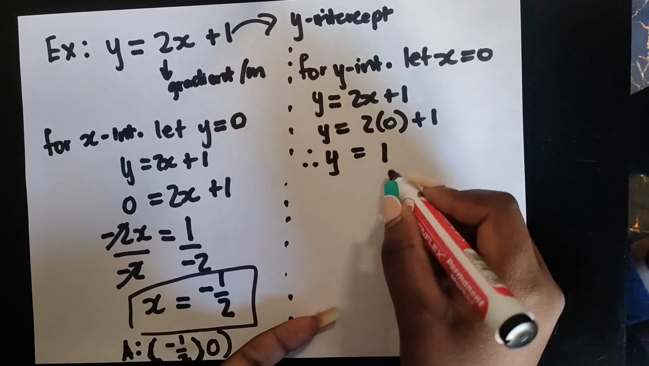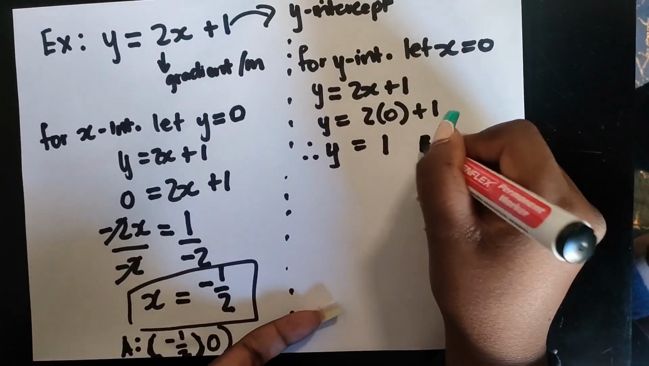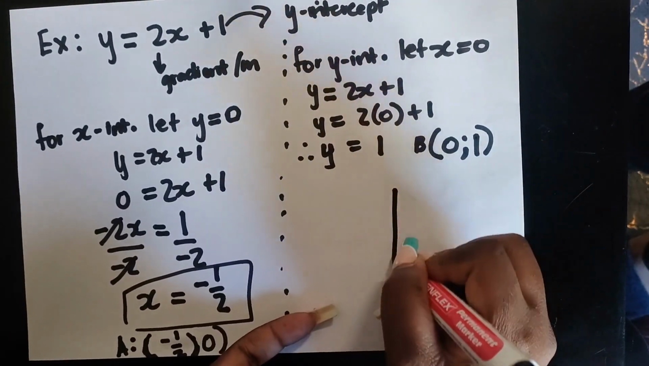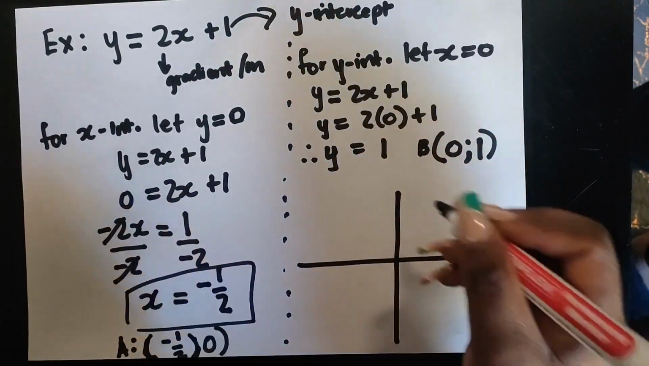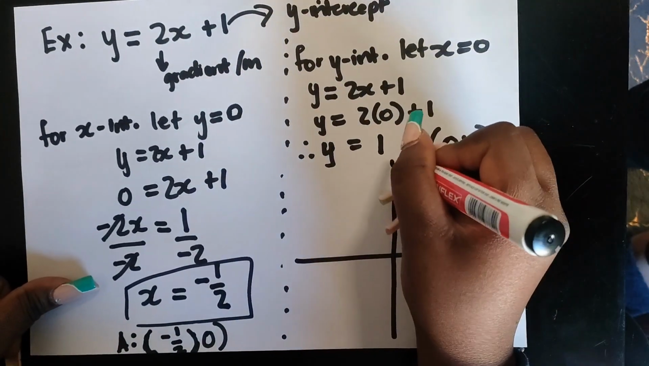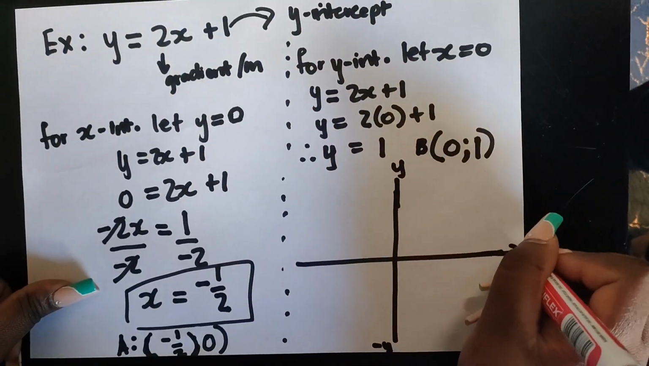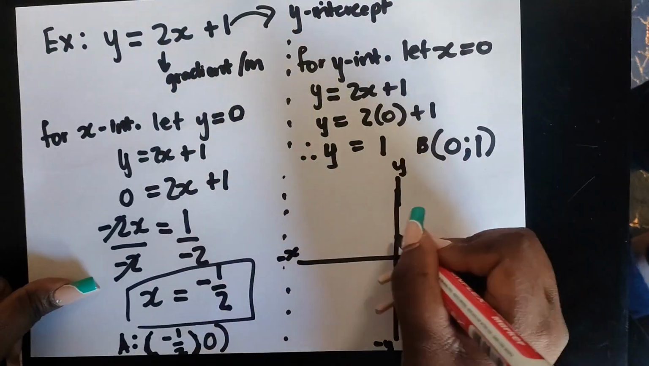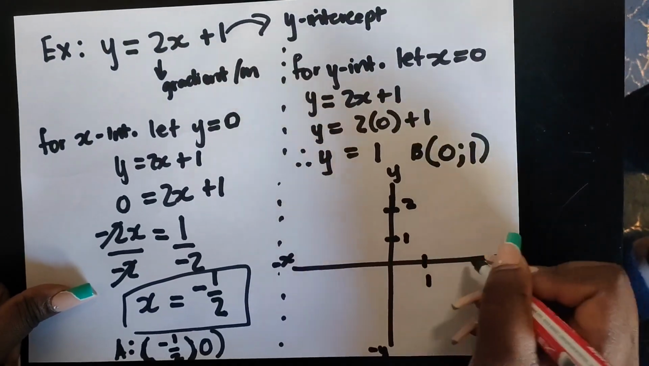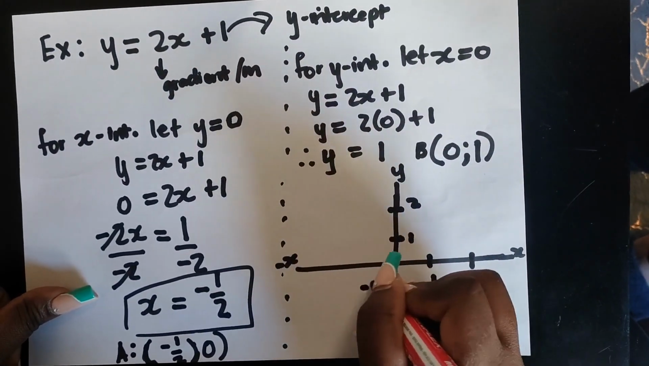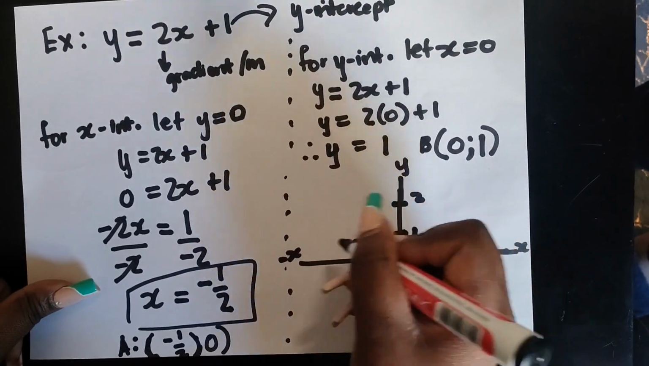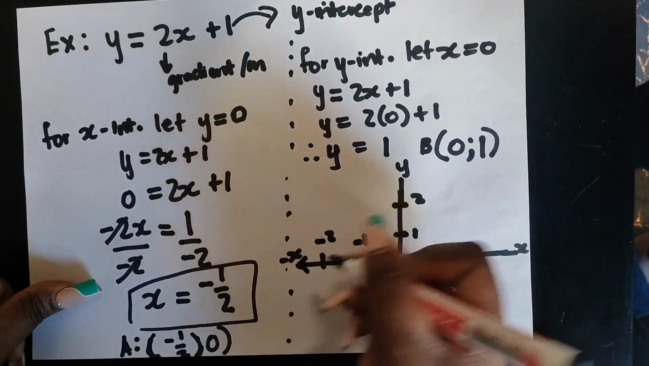Okay, now let's try and plot this equation out. Our point B is now 0 and 1. I'm just going to lightly plot this here. That's our y, that's our negative y, that's our x, that's our negative x. So we have 1, 2 and negative 1, negative 2 on each axis.